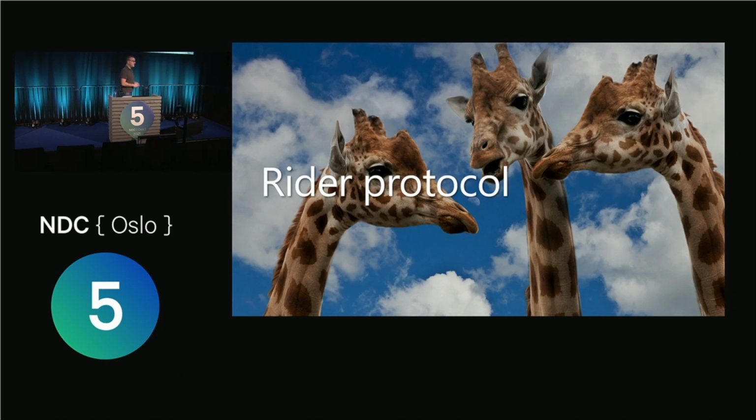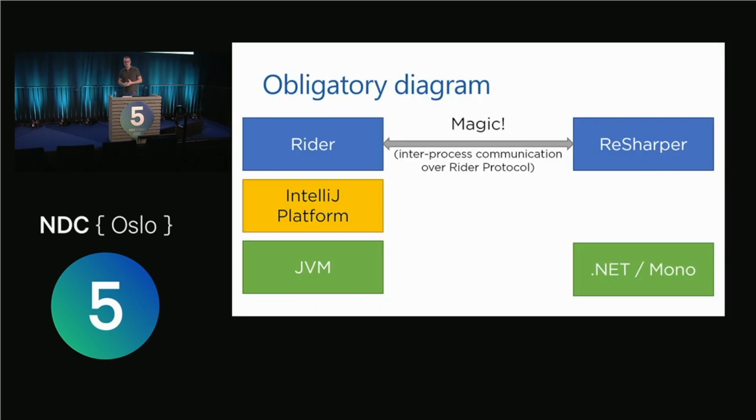Cool. So let's talk about the protocol. We talked about the concept so far. Let's talk about the protocol. Essentially what we were trying to achieve was this, where we have Rider built on the IntelliJ platform on the JVM, ReSharper on .NET or Mono back then on macOS and Linux, and have something sitting in between that does the communication between both parties.